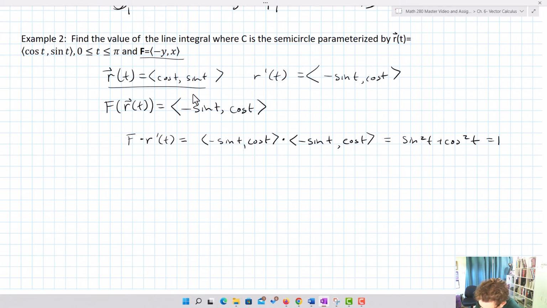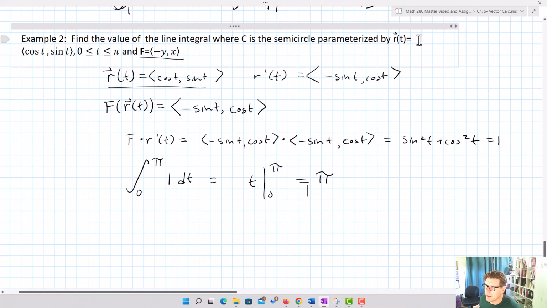So my integral is going to go from 0 to pi, and it's going to be 1 dt. Integrate that, I get t going from 0 to pi, and I get pi. That one's really simple. Maybe we'll do another one that's a bit more complicated.